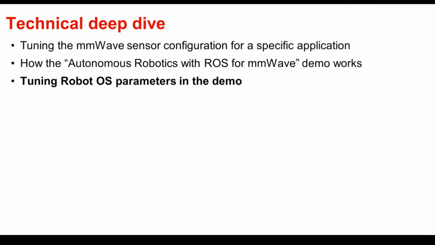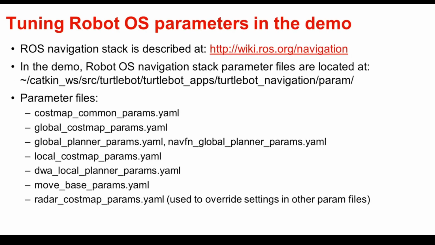The RobotOS navigation stack relies on a set of parameters to control the robot's behavior. Let's look at a few important parameters that can be tuned in the demo. The RobotOS navigation stack is described on the RobotOS website at wiki.ros.org/navigation. You can look there for more information and for a description of the overall navigation stack and parameters. In the Autonomous Robotics demo from TI, the RobotOS navigation stack parameter files are located in your RobotOS workspace at the path listed in the slide.